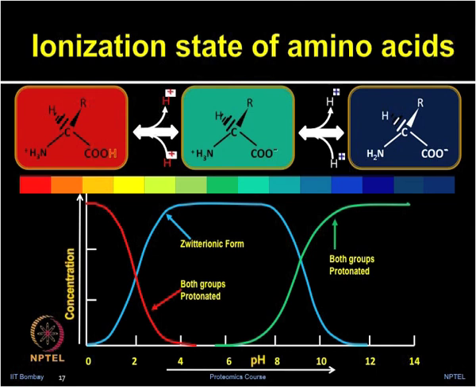Now, this dipolar form can exist till pH 9. When you move to the basic pH, the protonated amino group loses its proton and forms NH2.